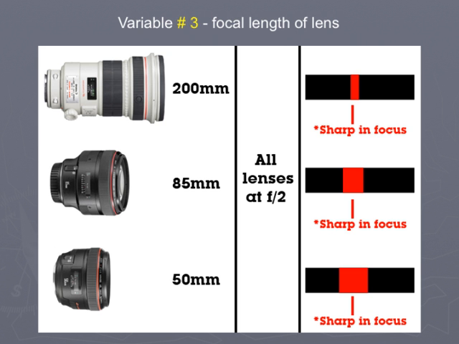Okay. In the middle, the 85 millimeter lens, still a little bit on the longer side, but still not as long as the 200, and we can see that the area of sharpness is larger within the picture. The next one is the 50 millimeter, which is going to be an even wider angle view, and more things you can see are sharp within the pictures.